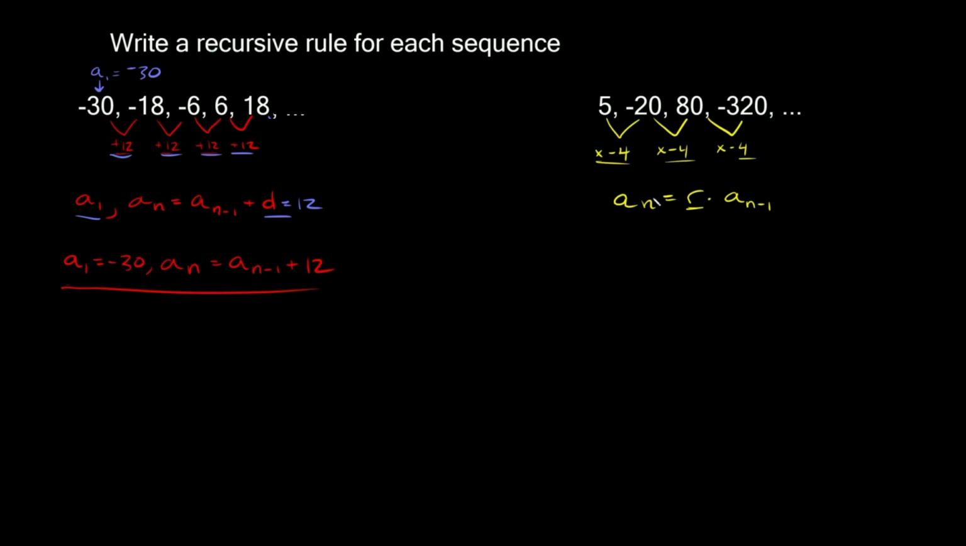Remember, this is a recursive formula, so we have to include the very first term. The only things we have to fill in here are the first term, a sub 1, and the common ratio r. The first term here is 5, so a sub 1 is equal to 5. And a sub n is equal to the common ratio r, which is negative 4, times a sub n minus 1. So this is our recursive rule for this one.